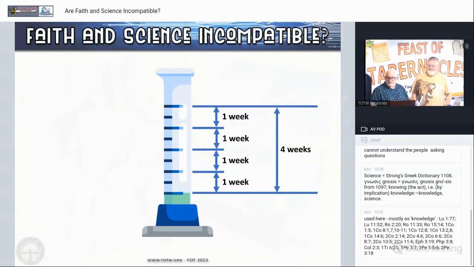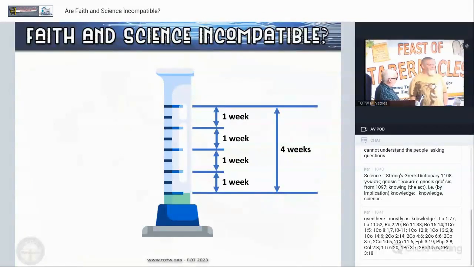So we could figure out how long that beaker had been sitting in the room based on our previous experiment. Okay, so that makes sense. That's a scientific way to approach it.